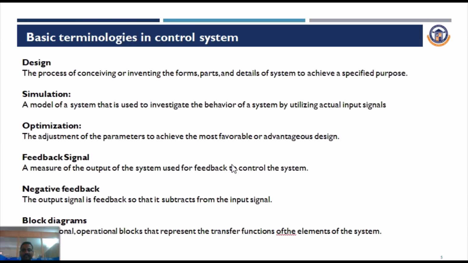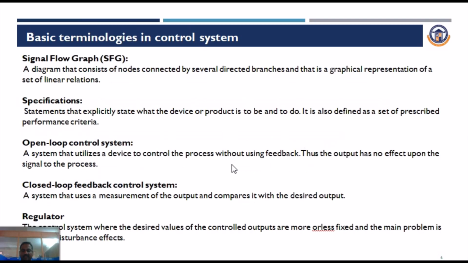Design, the process of conceiving or inventing the forms, parts or details of a system to achieve a specified purpose. Simulation, a model of a system that is used to investigate the behavior of the system by utilizing actual signals. Optimization, the adjustment of the parameters to achieve the most favorable advantages. Feedback signal, that is the output of a system that is given as an input. Negative feedback, the output signal is fed back so that it is subtracted from the input signal. Block diagram, that is a representation of the concept of the system.